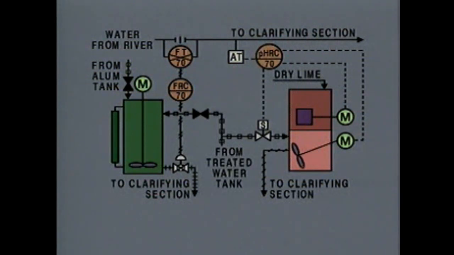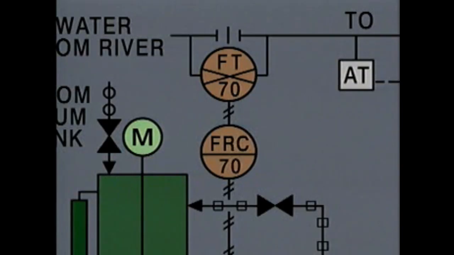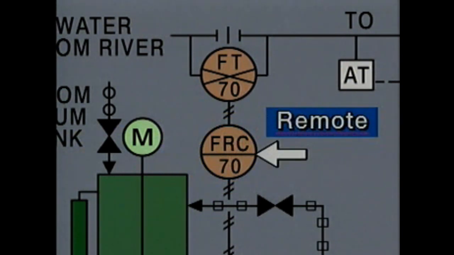The diagrams also tell you if the instruments are located on a board in another area or near the equipment. For instance, this symbol represents a flow recorder controller. This line indicates that the symbol represents a remote instrument, one that's mounted on a board in a remote location, such as in a control room.